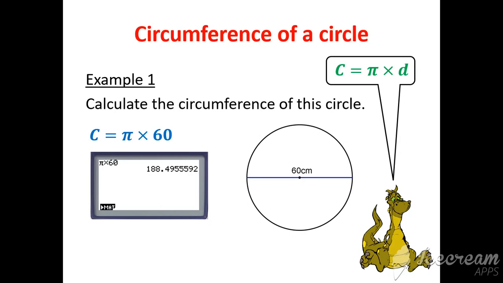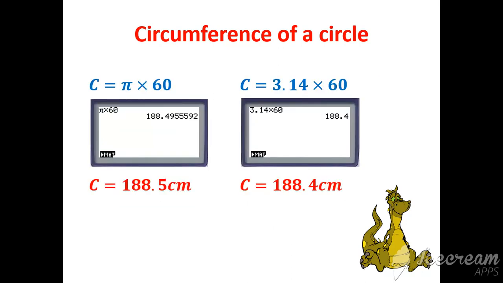You'll get 188.4955592. We're going to round it sensibly, and I've chosen to round it to one decimal place. You might round it to two decimal places, but I've rounded it to 188.5 centimeters to one decimal place. So the distance around the outside of that circle is 188.5 centimeters. If you chose to use pi in the calculator, great, you'll get what I got. If you don't, some people just use pi like 3.14. So they just go 3.14 times 60, and they'll get an answer very close, and that's still perfectly fine.